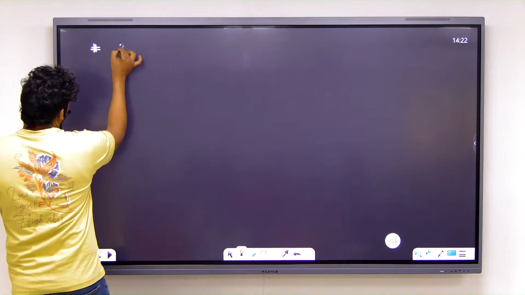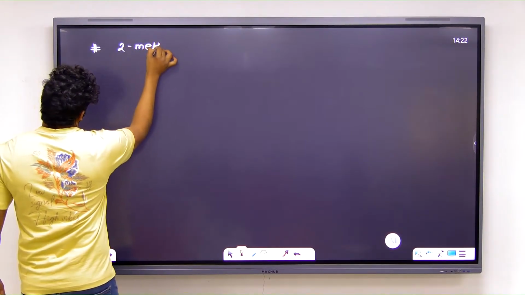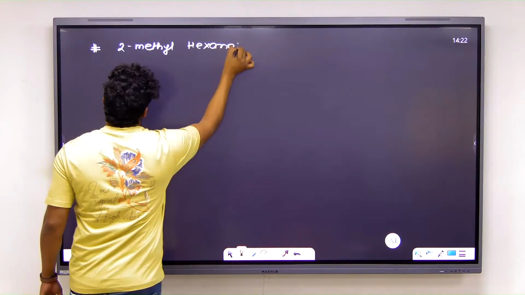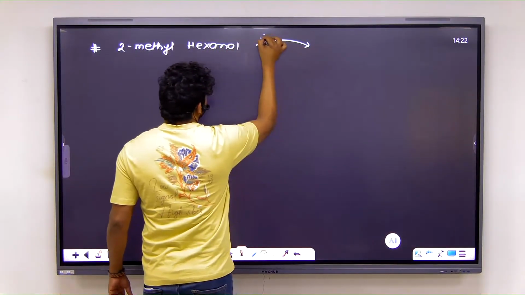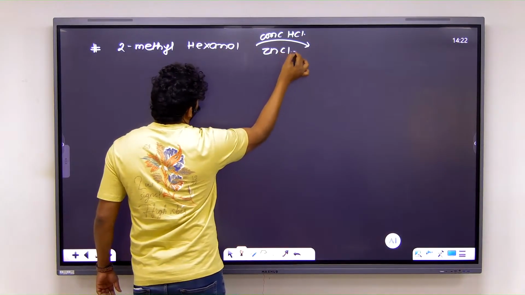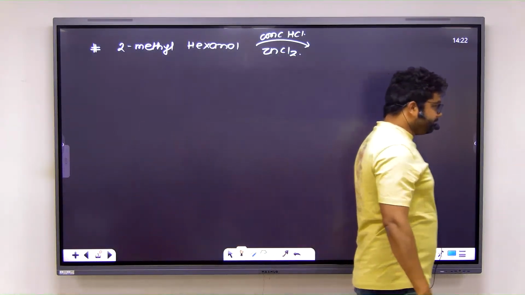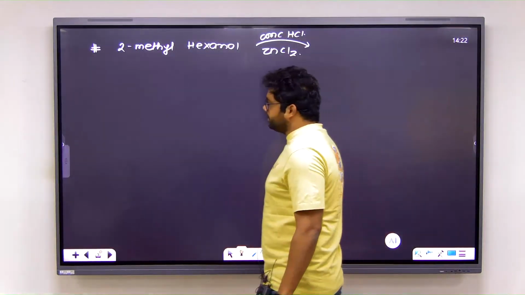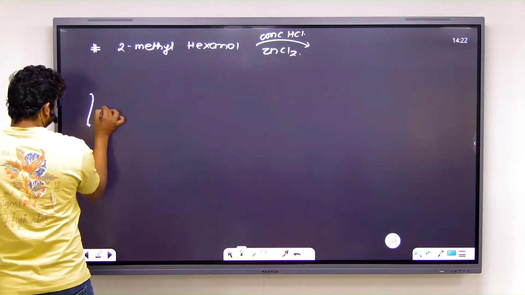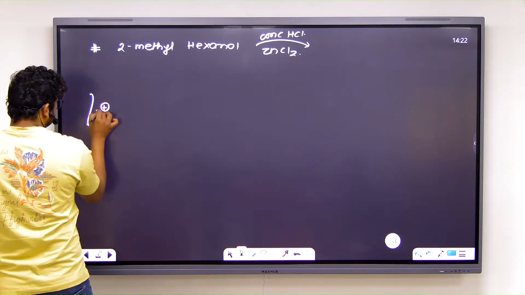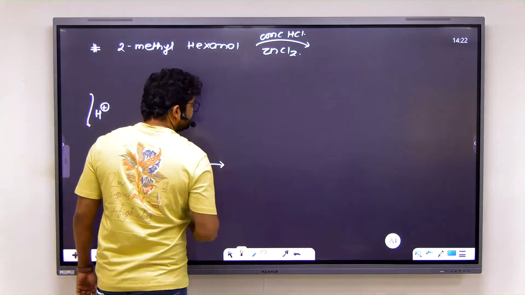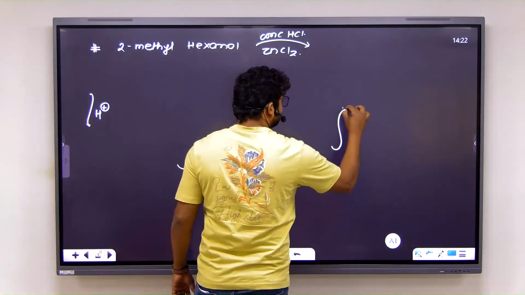There is 2-methyl hexanol treated with concentrated HCl and anhydrous ZnCl2. You have to find the product as well as the mechanism of this reaction. You make a carbocation, there is a shift, then it will be a product.